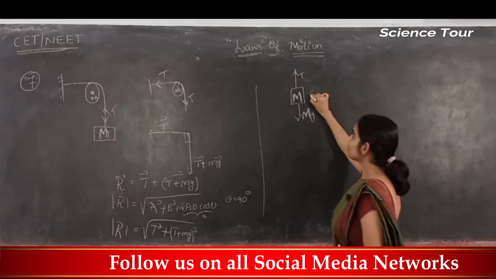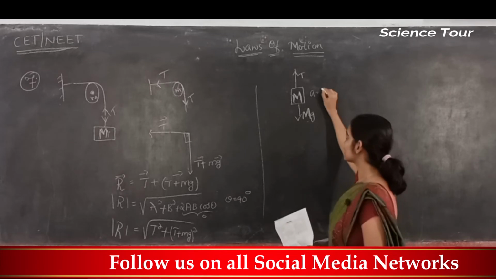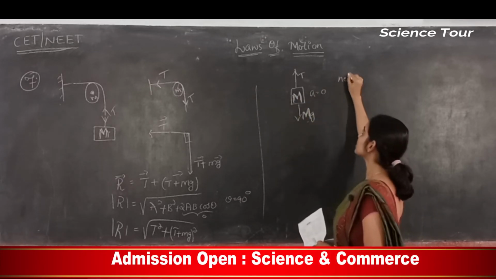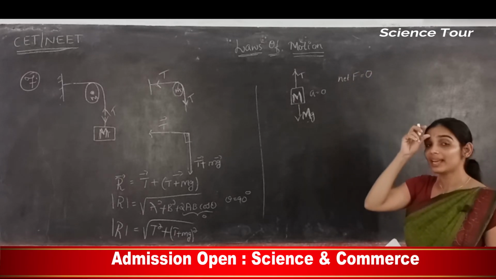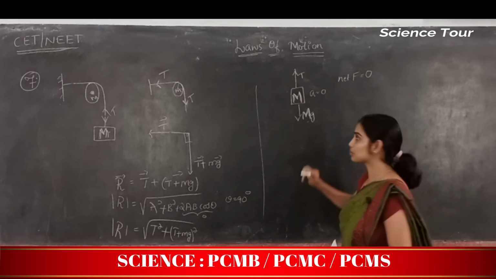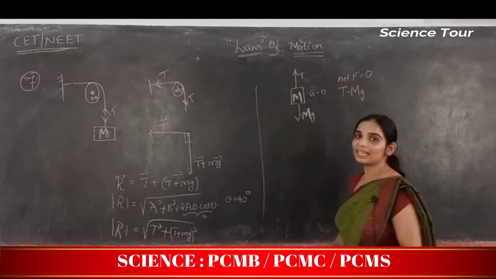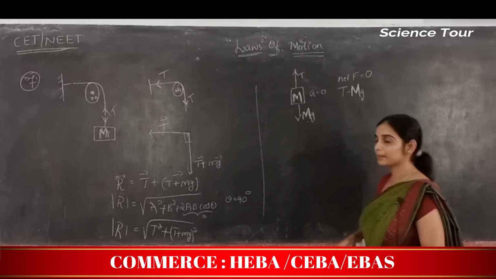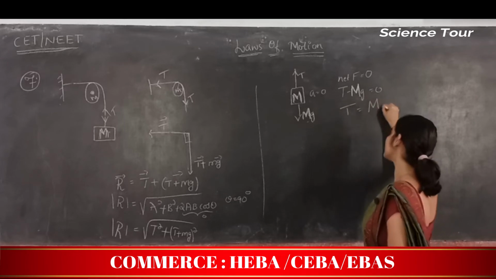So what about the acceleration? Is the whole body accelerating? It is not accelerating, it is at rest, so that means acceleration is 0. So net force is 0, correct, because net force is equal to m into a, which is 0. What is the net force acting on this block? That is T minus M into g. Why T minus M into g? Because M into g is downward, M is capital here, and it is equal to 0. So you can say that T is equal to Mg.